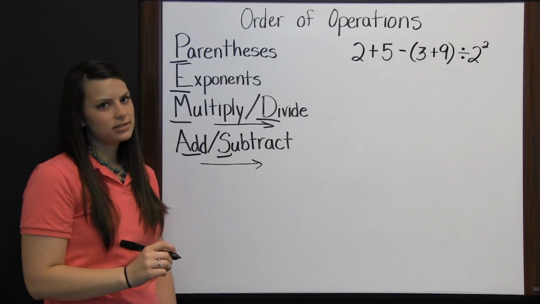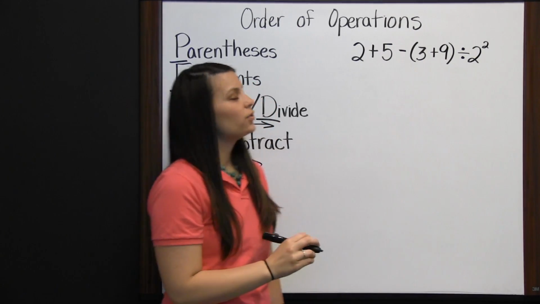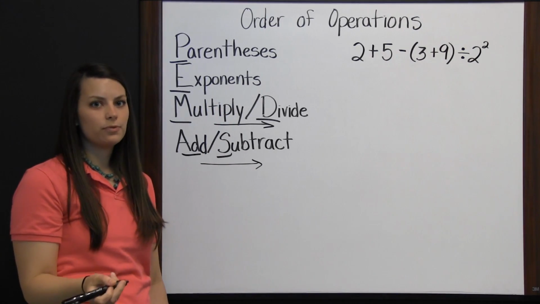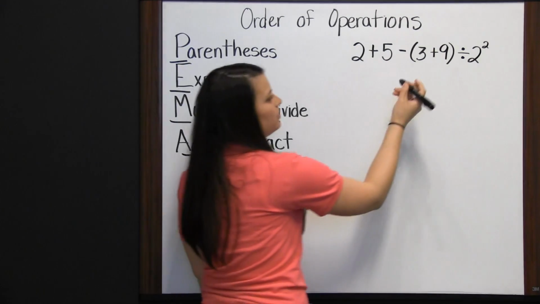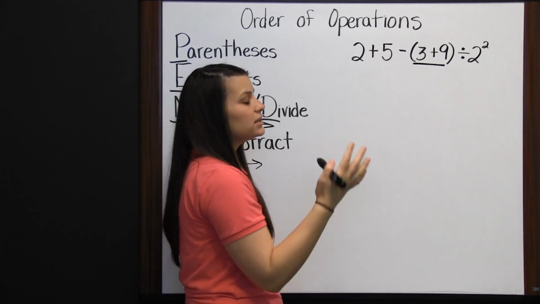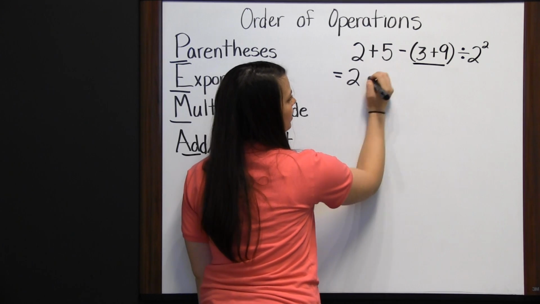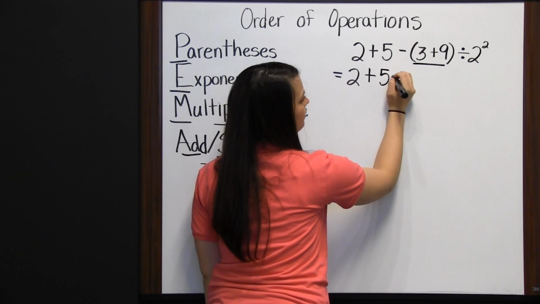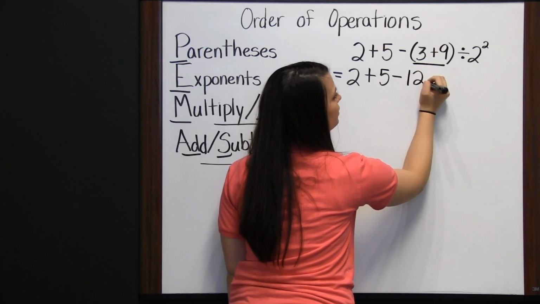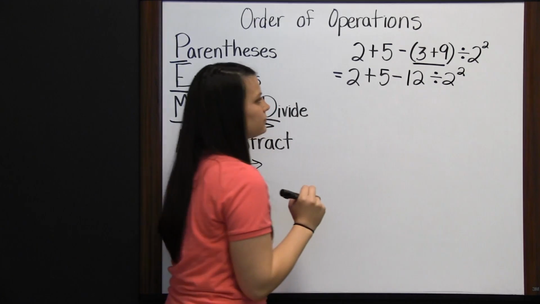Let's put PEMDAS to work. We're going to simplify this expression. So according to PEMDAS, we need to start with our parentheses or our grouping symbols. 3 plus 9 then is where we need to start. That's the only thing we're going to simplify, so everything else stays the same. 2 plus 5 minus 3 plus 9 is 12 divided by 2 squared.